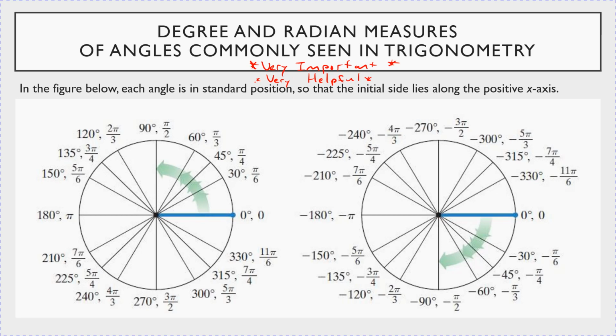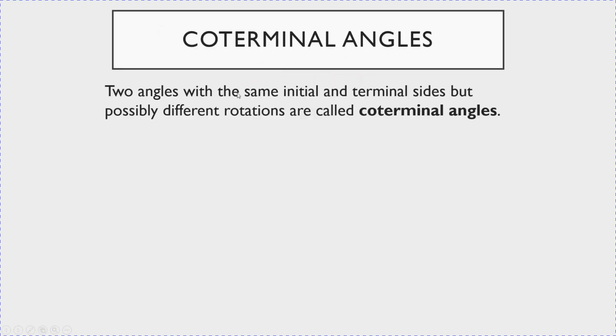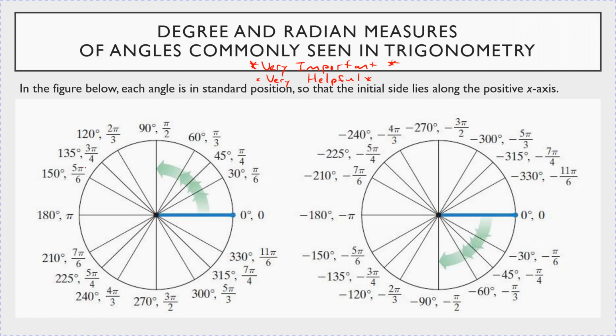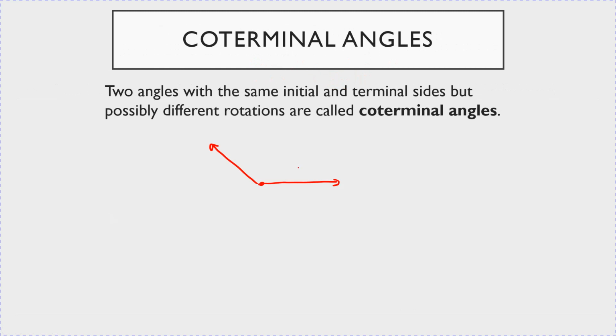All right, now let's talk about something called coterminal angles. Two angles with the same initial and terminal sides, but possibly different rotations, are called coterminal angles. Let me give you an example. Going back here, let's use this 150-degree angle. This angle we'll say is 150 degrees, which is also 5 pi over 6 radians.